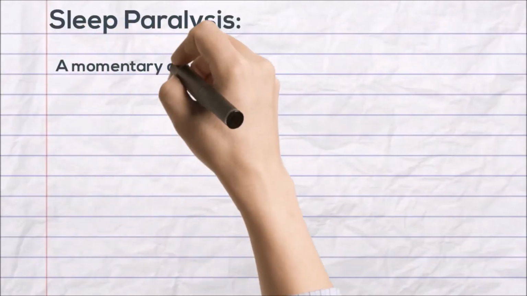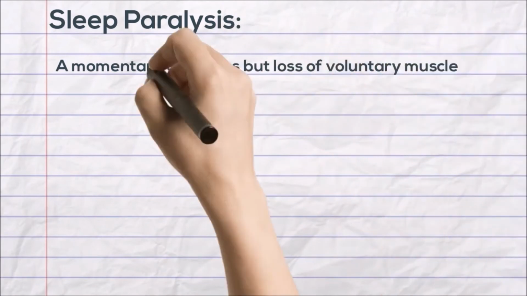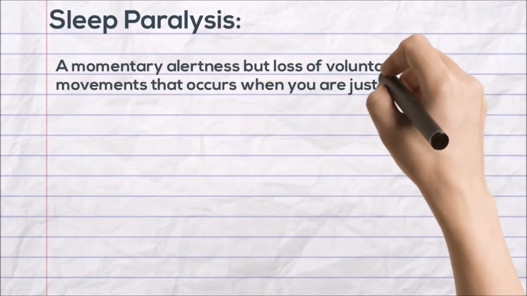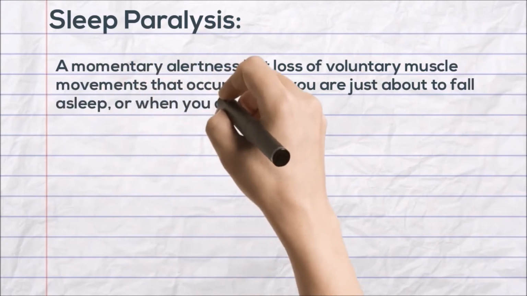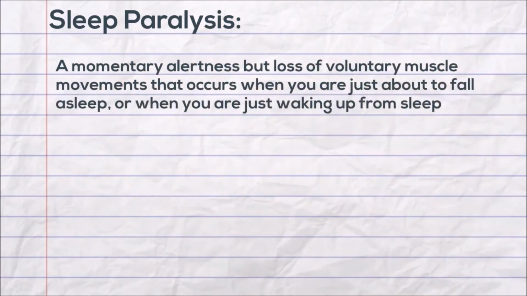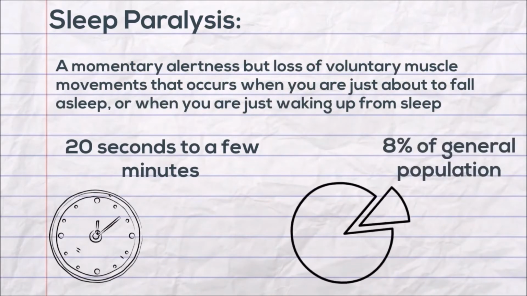Sleep paralysis is a momentary alertness but loss of voluntary muscle movement that occurs when you are just about to fall asleep or when you are just waking up from sleep. It can last anywhere from 20 seconds to a few minutes, and it affects about 8% of the general population.